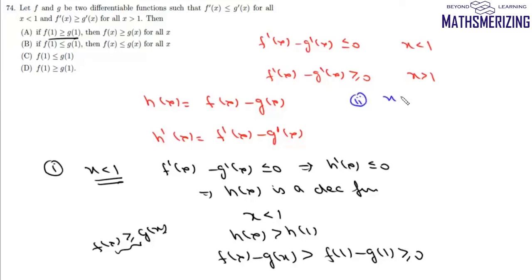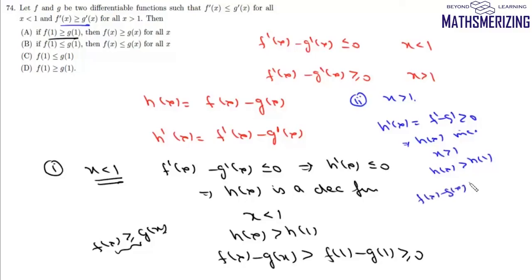when x is greater than 1. Now when x is greater than 1, h'(x), which is f' minus g', will be greater than 0. In that case, h(x) will be an increasing function. So when h(x) is increasing, if x is greater than 1, then h(x) is greater than h(1). Now h(x) is f(x) minus g(x), and it is greater than f(1) minus g(1).